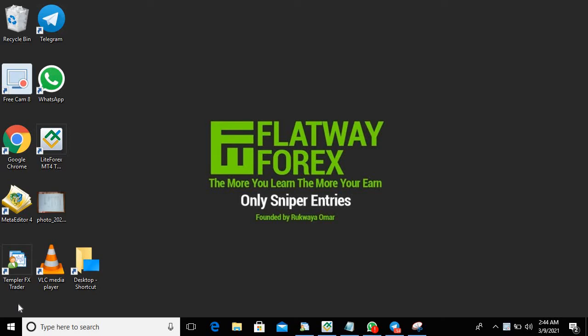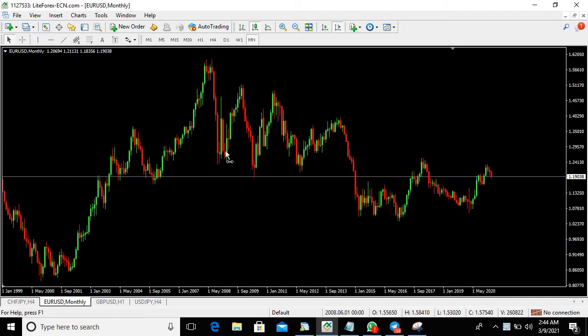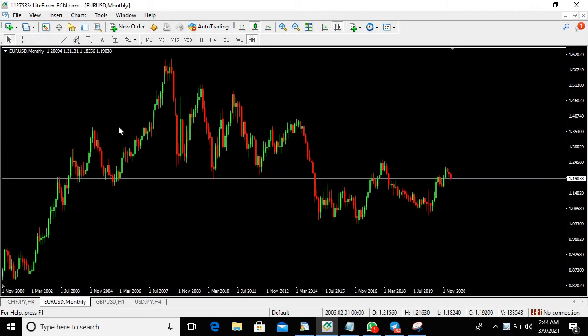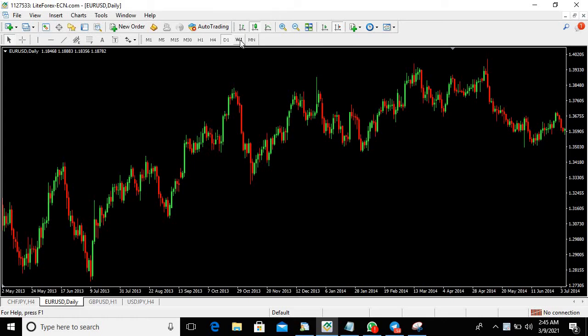So now we are going to talk about price action, where you understand how you can analyze the market by using support and resistance. Okay, now we are in the monthly time frame, this weekly time frame, this daily time frame.